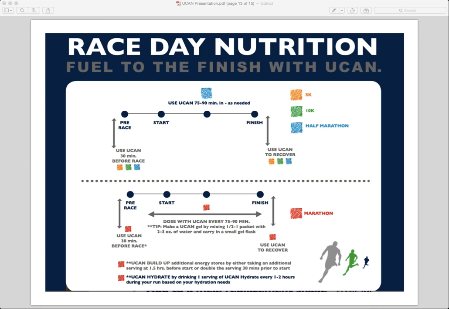I've actually just ordered a small 5-ounce flask. I'm hoping that'll be the solution, but I didn't know what other people are doing, because if I could get one more package in around the 20K mark, then I will have no trouble finishing the marathon on UCAN. What I've been doing now is leaning on gels, taking a couple of gels later in the race, but I just want to get completely off the gels.